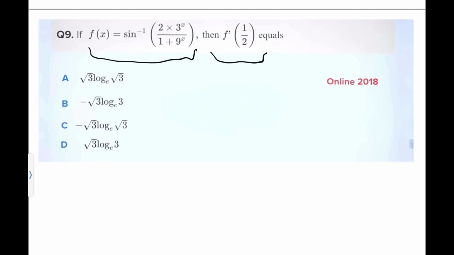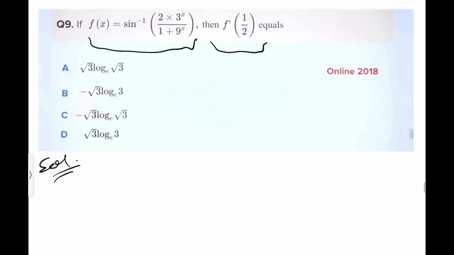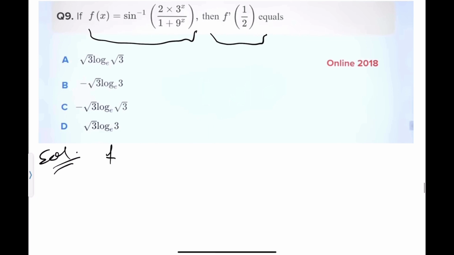which is f(x) equals this term, and we need to find f dash at half. So this is a very simple question. Our f(x) is equal to sine inverse of 2 times 3 to the power x plus 1, over 1 plus 9 to the power x.